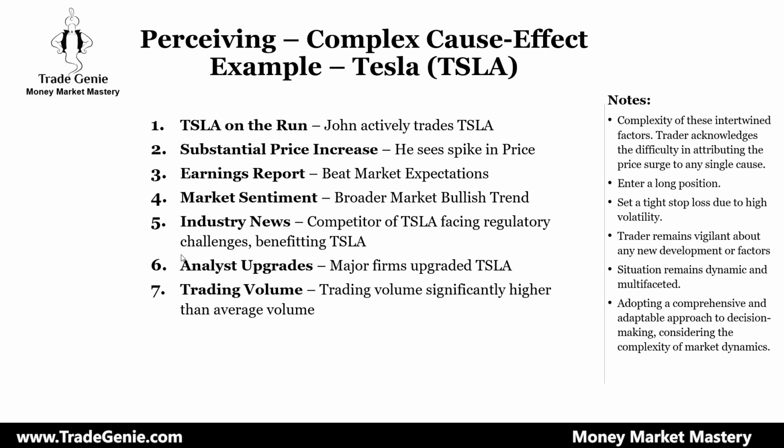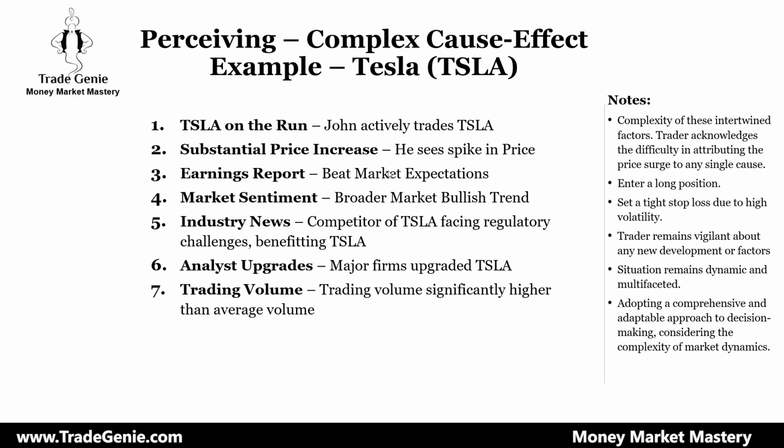So here's the slide on Tesla. I was talking to you about Tesla's complex cause and effect. Let me repeat quickly. So Tesla on the run. John actively trades Tesla, right? He sees the spike in the price of Tesla. The earnings report comes out. Expectation is Tesla beats the expectation. So it looks bullish. Market sentiment is bullish.